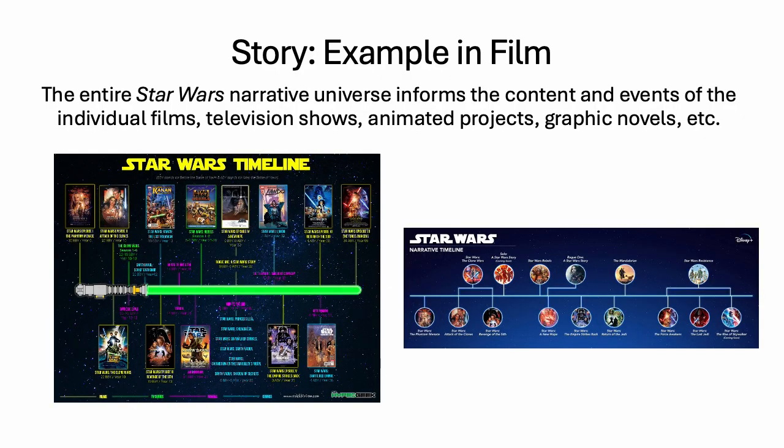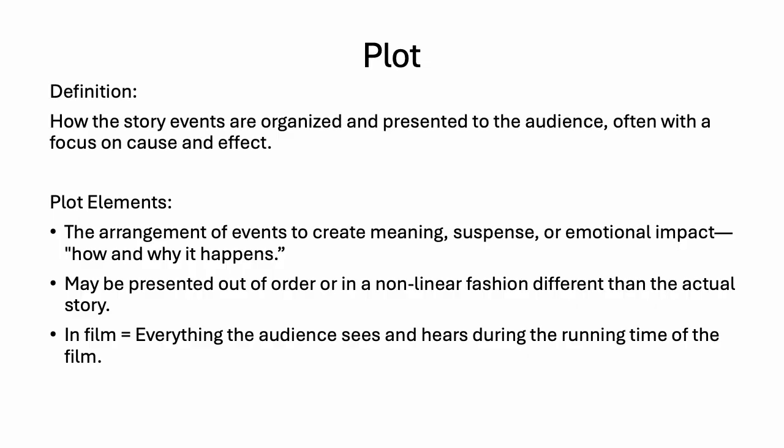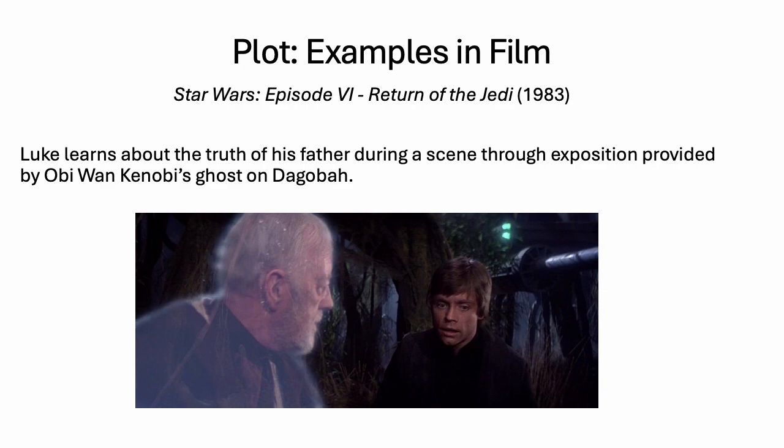An example of story would be the entire Star Wars narrative universe. Now, there is a great deal of information that can be drawn from this narrative universe that can inform the individual films and other projects. Moving on to plot. Plot is simply, in film, what we see and hear on screen. Sometimes these elements are presented out of order, but there is usually some sort of narrative cohesion that leads to cause and effect. An example of plot would be in Return of the Jedi, when Luke learns about his father from Obi-Wan Kenobi on Dagobah.